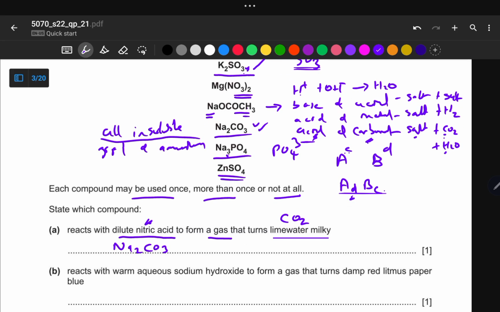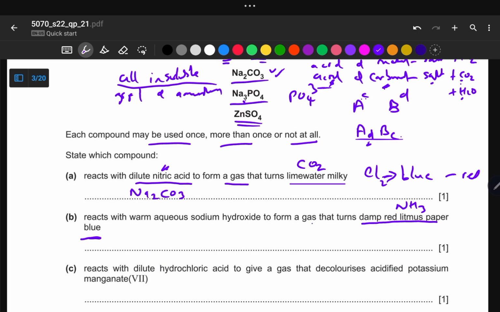The next equation says react with warm aqueous sodium hydroxide to form a gas that turns damp red litmus paper blue. A gas which turns damp red litmus paper blue is ammonia. Chlorine turns blue litmus paper red, right? Chlorine gas also bleaches the litmus paper. So we want a reaction which is going to produce ammonia after warming with sodium hydroxide.